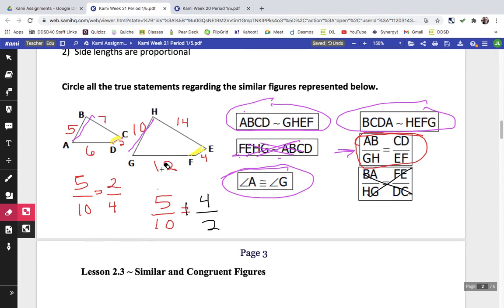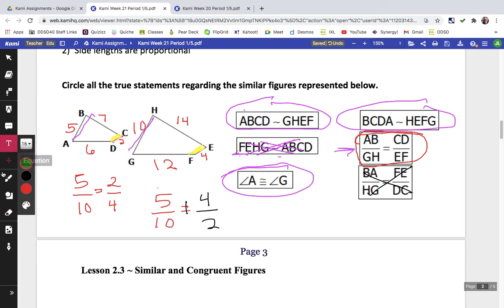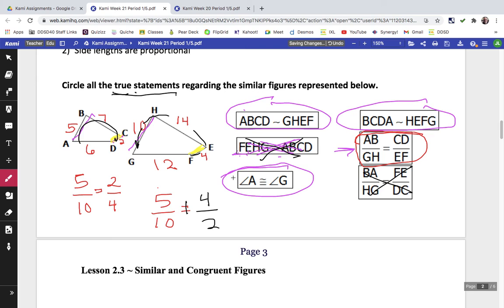And I circled the ones that are true statements. So it says circle the statements that are the true statements regarding the similar figures. This one was rejected because it was out of order. The FEH went this direction, kind of counterclockwise, and ABCD went clockwise around the shape. Angle A and angle G are congruent. That's how you read that. Angle A is congruent to angle G. They're in the same spot and they have the same measurement.